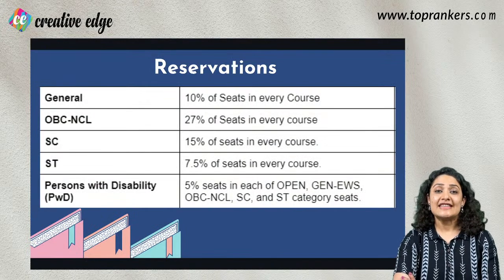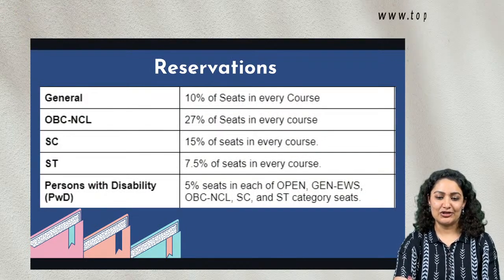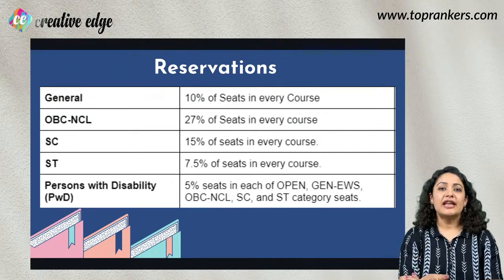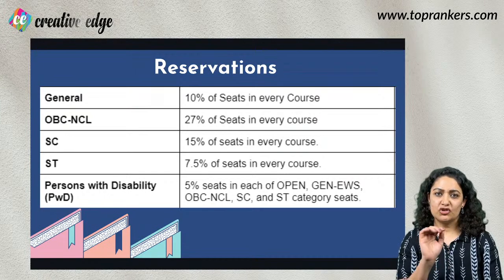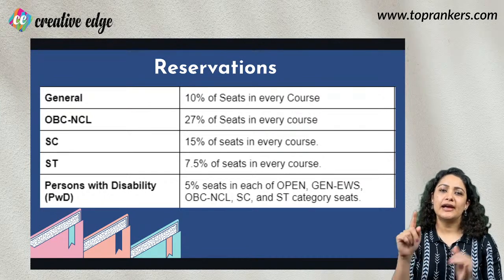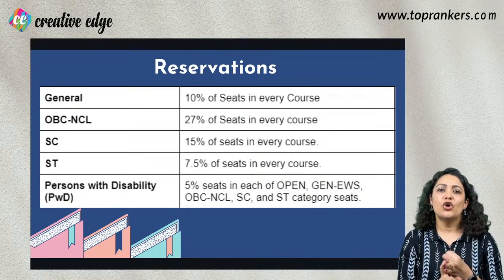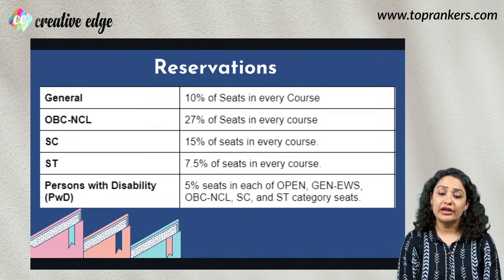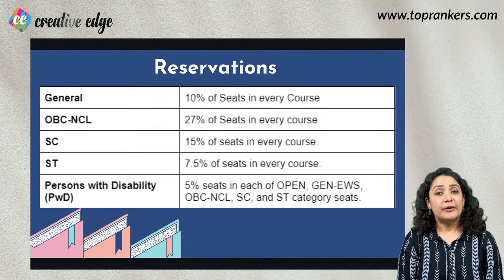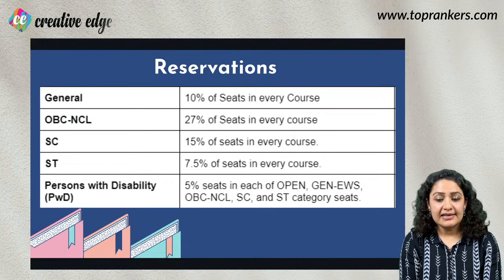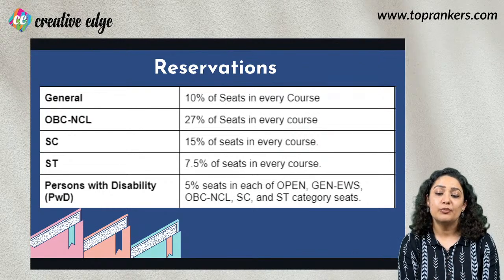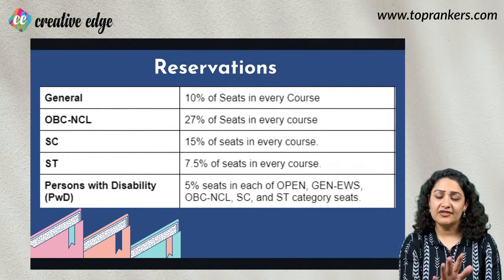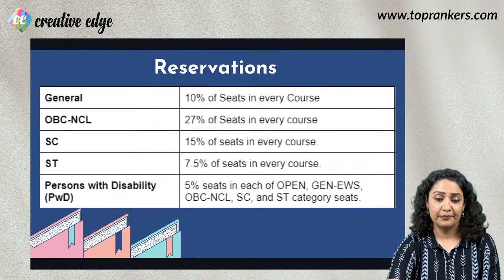Now reservation seats in this examination. So general category, 10% seats are reserved. These percentages apply to all courses. So when I talk about percentage, it applies on B.Arch also and on B planning also. So general 10%, OBC non-creamy layer 27%, scheduled caste 15% and ST 7.5%. PWD, all categories above, 5% seats are allotted.